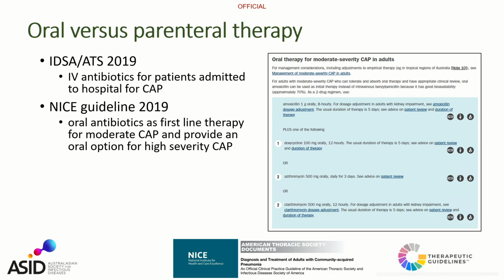The Therapeutic Guidelines, in the last edition, did have a recommendation for oral therapy for patients with moderate severity community-acquired pneumonia. So that in general is patients admitted to a non-critical care bed. But it was an in-text recommendation, and now there's a formal recommendation for patients admitted to hospital with community-acquired pneumonia that aren't critically unwell to have oral antibiotics if they're able to tolerate oral therapy.